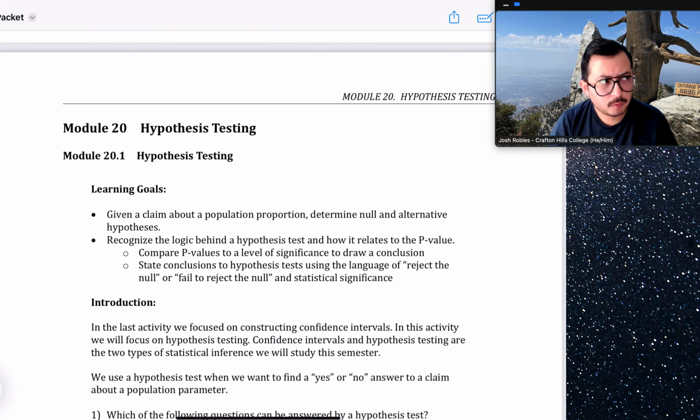But more commonly, a confidence interval is just an estimate. More commonly, we want to actually make more of a decision. Has something changed? That was the example I used at the end of the last video. So that is called a hypothesis test.